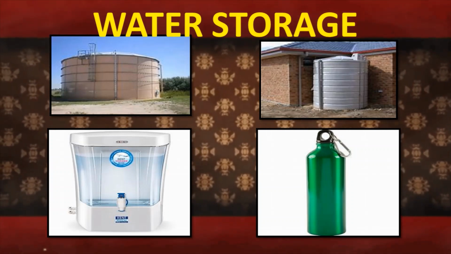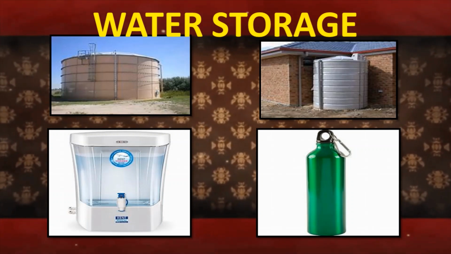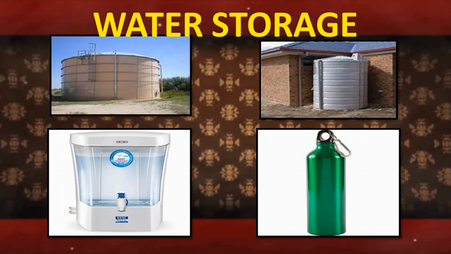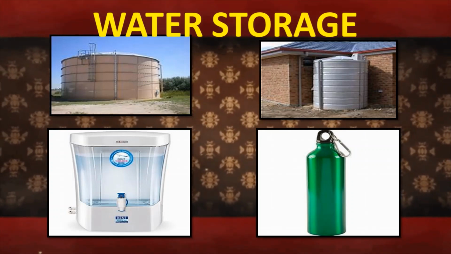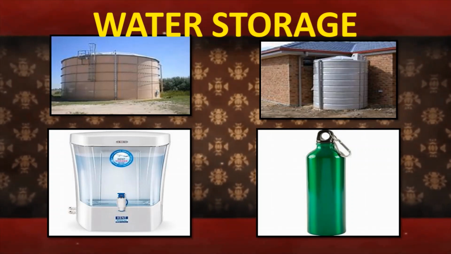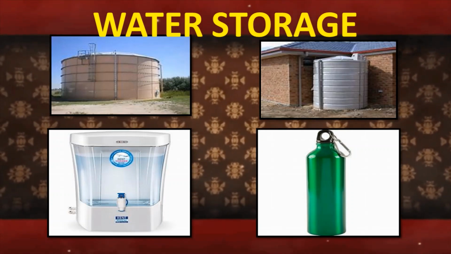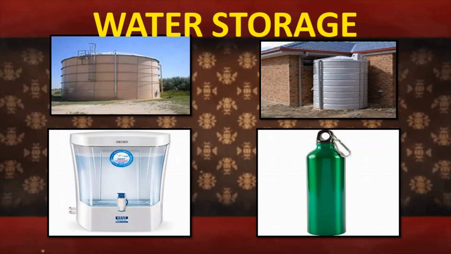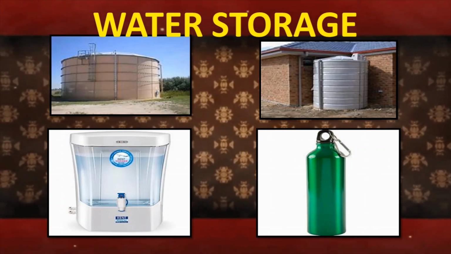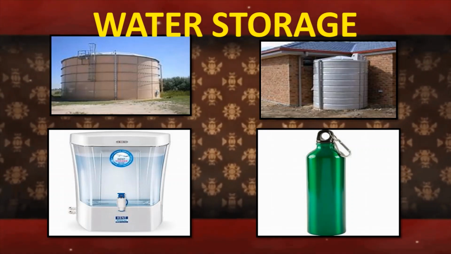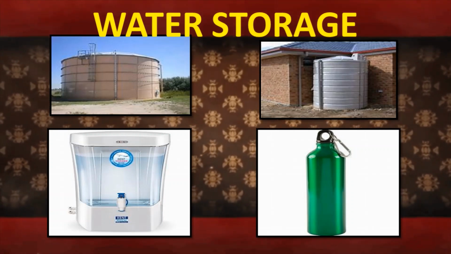But why do we need these four different types? Because our requirements are different. In the first one, my requirement was to store water for a town. In the second one, my requirement was to store water for a family or an entire home. And in the third one, it is for a day. My requirement was to store water for a day. And in the last one, my requirement was to store water for a short period.